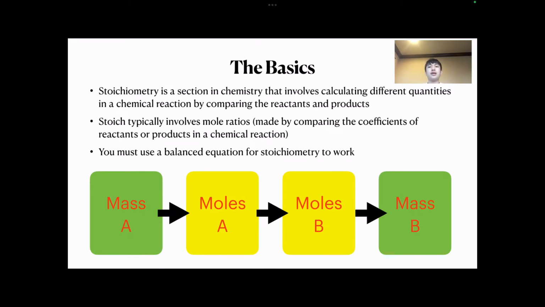So what even is stoichiometry? It's a section in chemistry that involves calculating different quantities in a chemical reaction by comparing the reactants and products. It typically involves mole ratios, and you must use a balanced equation for stoichiometry to work.